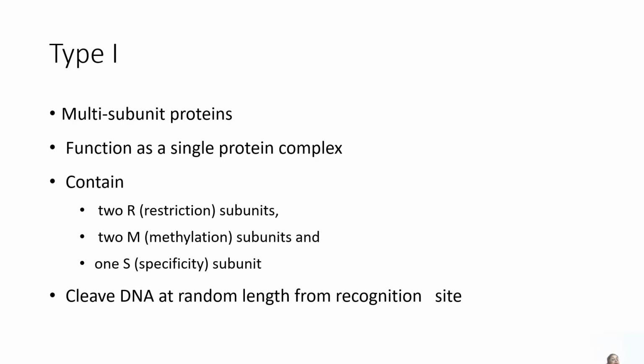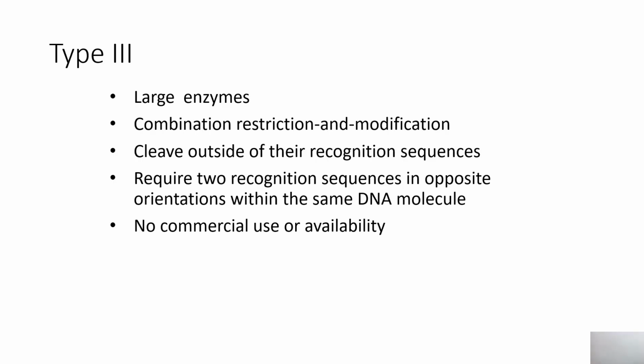Type 1 restriction enzymes are mostly multi-subunit proteins. They function as a single protein complex. They contain 2 R subunits, 2 M subunits, and 1 S, or specificity, subunit. They can cleave DNA at random lengths from the recognition site. Type 3 is basically large enzymes with combined restriction and modification. They cleave outside of the recognition sequences, and they require 2 recognition sequences in opposite orientations within the same DNA molecule.